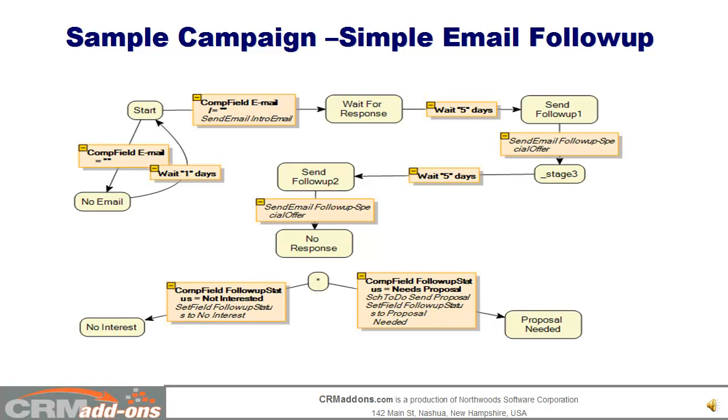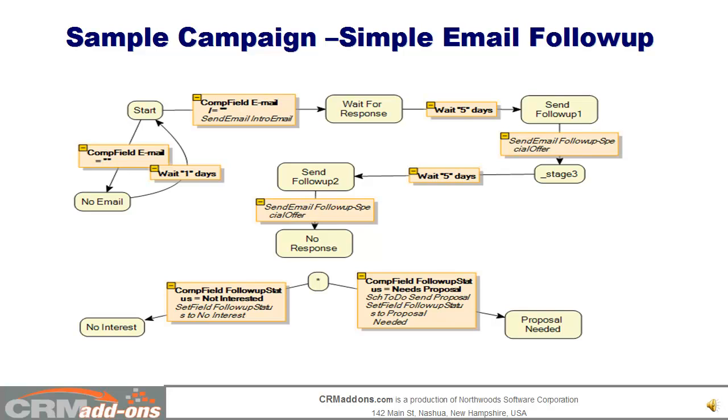This diagram is an actual diagram that you would build in the editor for a simple email follow-up process. At the beginning on the left, the contact enters start, and the campaign checks to see if they have email. If they do have email, it will send the first intro email. And then it'll wait 5 days to see what happens and send another email. Then it waits a few more days and sends another email. And then finally a follow-up email. And every 5 days sends another email until it's done.